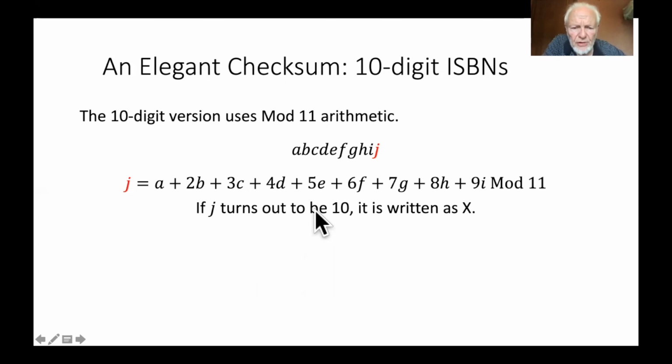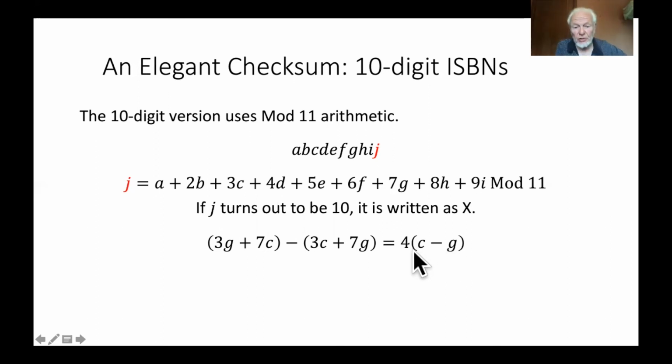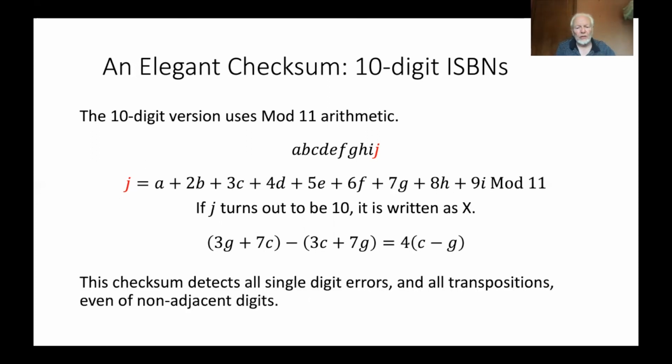But it also catches transpositions even of non-adjacent digits. So supposing I were to get C and G in the wrong order, which is, to be honest, not a very likely thing for me to do, but let's suppose I did, then the website would calculate 3G plus 7C instead of 3C plus 7G, and the difference there is 4 times (C minus G). And that's not going to be 0 mod 11 unless C and G are the same. So yeah, this detects all single-digit errors and all transpositions, even of non-adjacent digits. So that's a very powerful checksum.